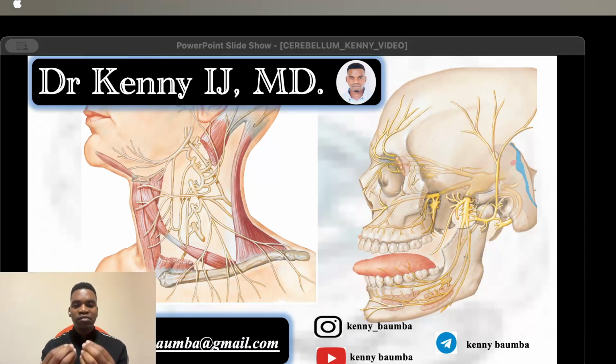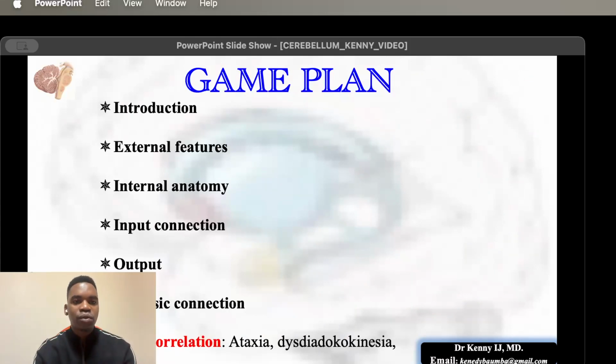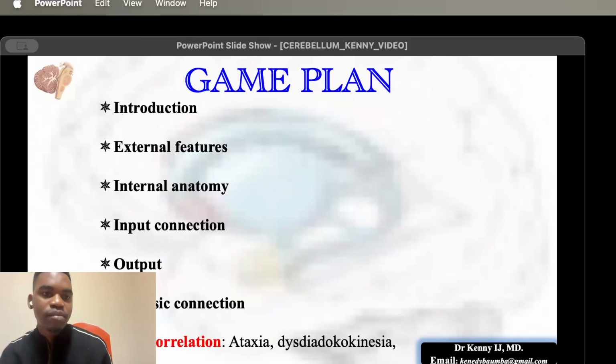So by the end of this video, you will not only understand the anatomical layout of the cerebellum, but you will also be able to maintain your balance and coordinate your movement with no problems. So here's the breakdown of how we're going to go about it. We'll see the external features of the cerebellum.